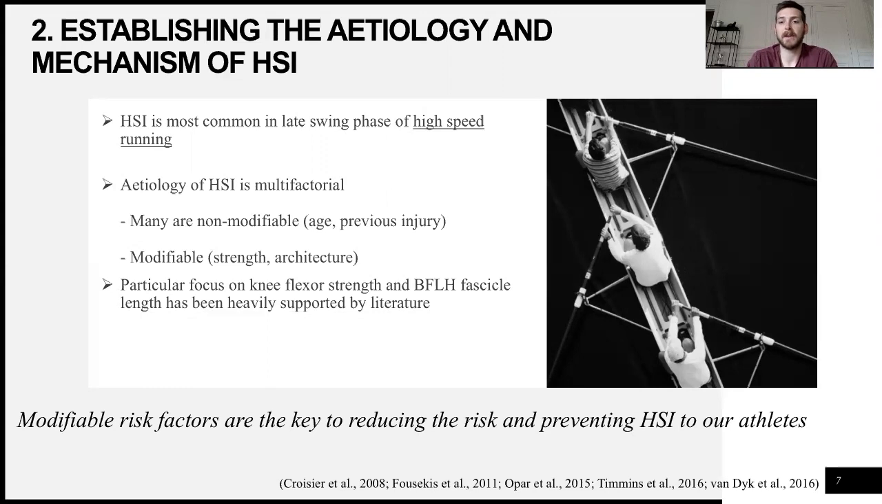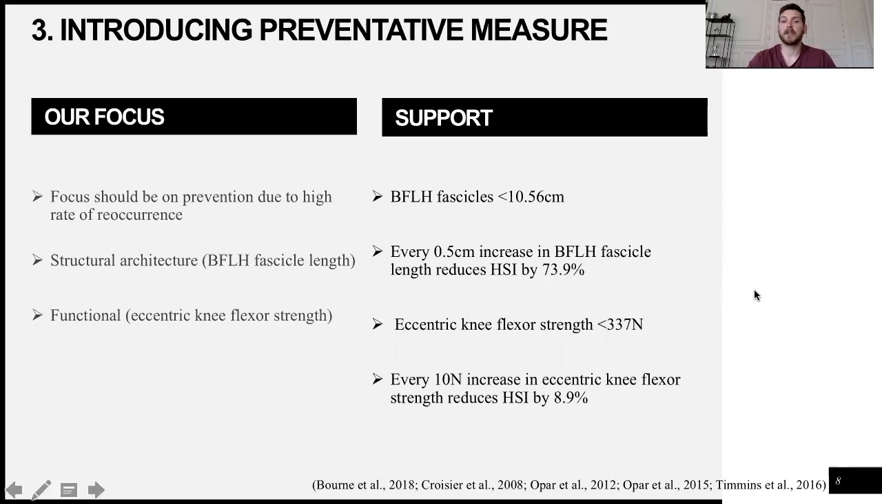It's multifactorial. The non-modifiable factors of age and previous injury, again, we can't do anything about these. However, the modifiable factors like hamstring strength and hamstring architecture, we can absolutely do something about. So our preventative injury measure should be around the structural architecture of the biceps femoris long head fascicle length, and the functional eccentric knee flexor strength.